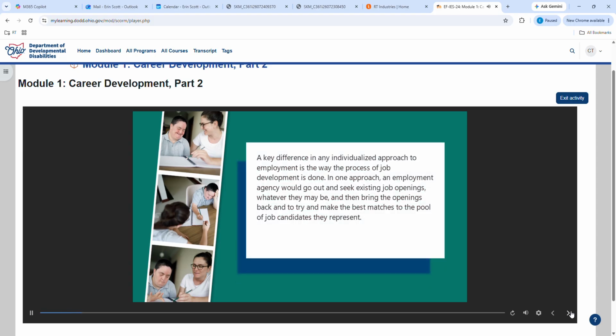A key difference in any individualized approach to employment is the way the process of job development is done. In one approach, an employment agency would go out and seek existing job openings, whatever they may be, and then bring the openings back to try and make the best matches to the pool of job candidates they represent.